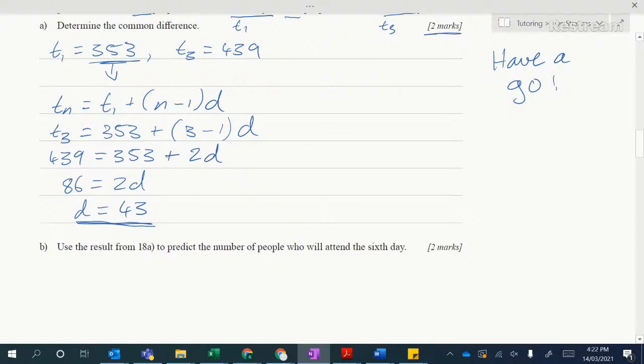Someone just asked, is the 6th day T6? Yes, it is. We are going to call that T6, which means our n value is going to be 6. And you can substitute that into the equation.